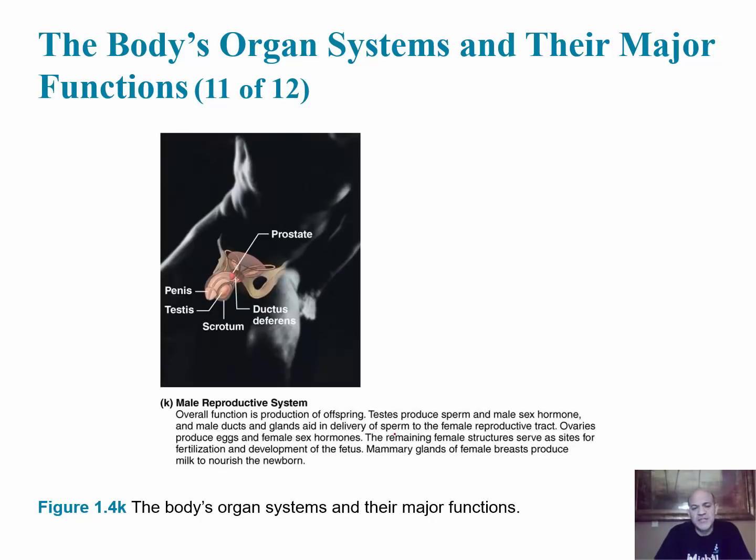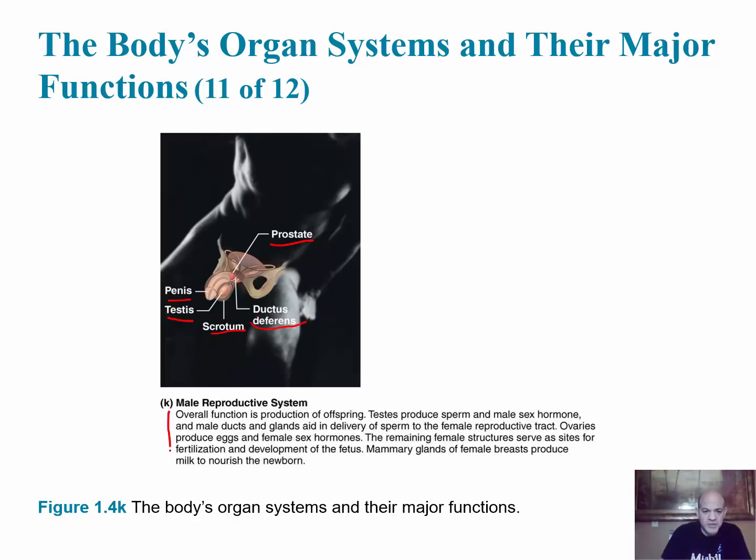And the final system we're going to look at is the reproductive system. The first we'll look at as far as structure goes is the male reproductive system. Here, the major organ is where the sex cells and sex hormones are produced, and that's the testes. All the other structures are sort of accessory. They include the penis, the scrotum, the prostate, and the ductus deferens that you see here in the image.